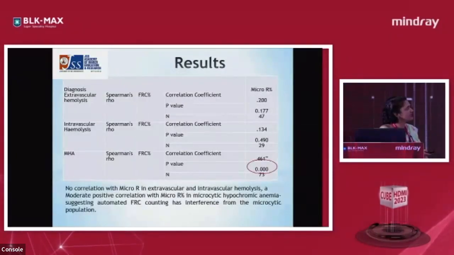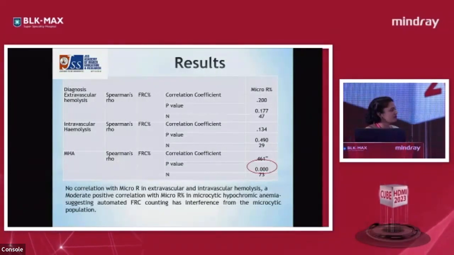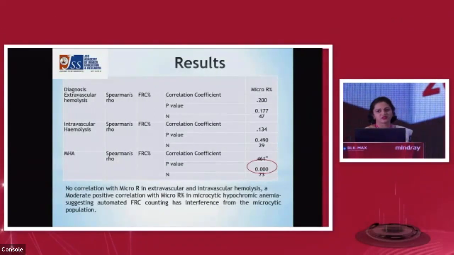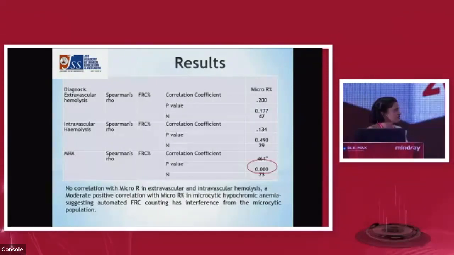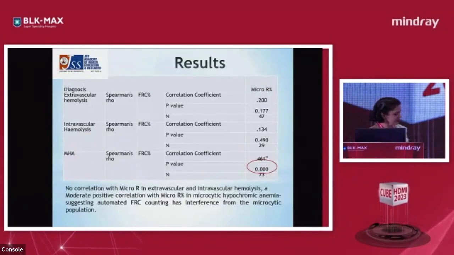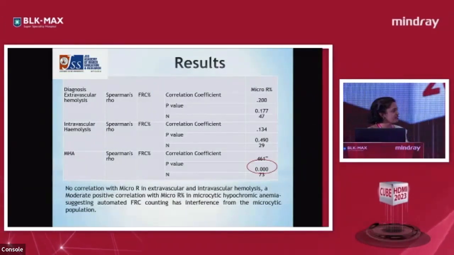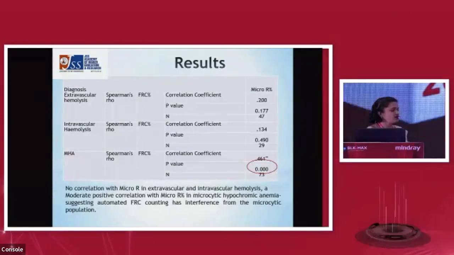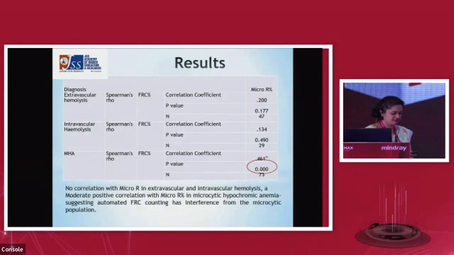Moving on to the correlation coefficient analysis, there is no correlation with micro R in extravascular and intravascular hemolysis, suggesting a moderate positive correlation. And here, only in the group of microcytic hypochromic anemia, the p-value is significant, suggesting automated FRC has interference from the microcytic population.